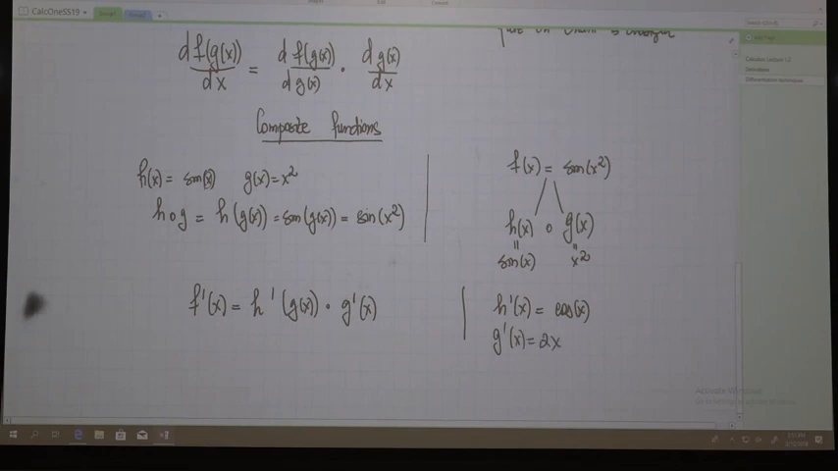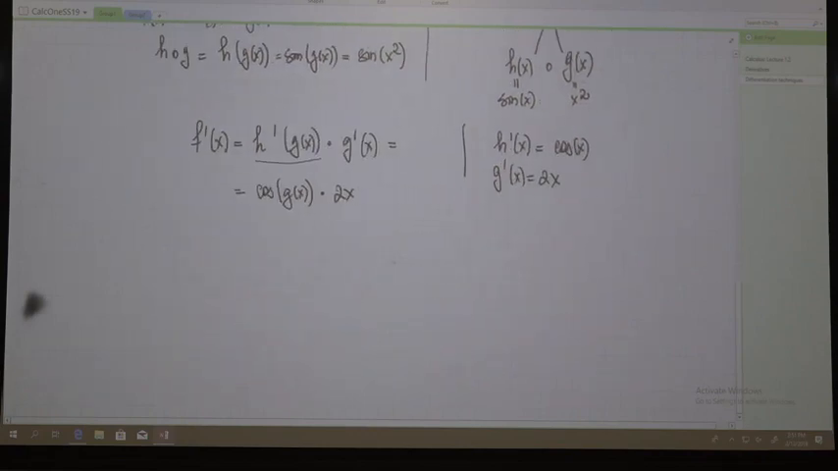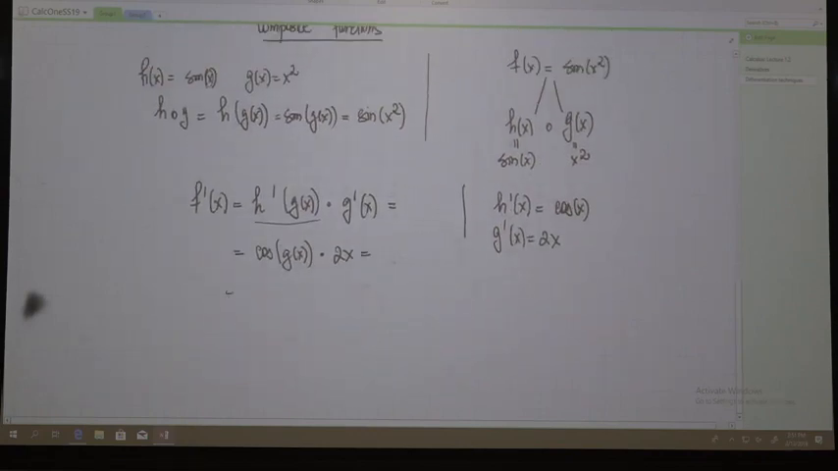It's 2x. So here I need to substitute not just h prime of x, I need to substitute h prime of g of x, right? So basically I need to substitute here cosine of g of x, which is multiplied by 2x. So if you substitute g of x into the cosine, you will get cosine of x squared multiplied by 2x.